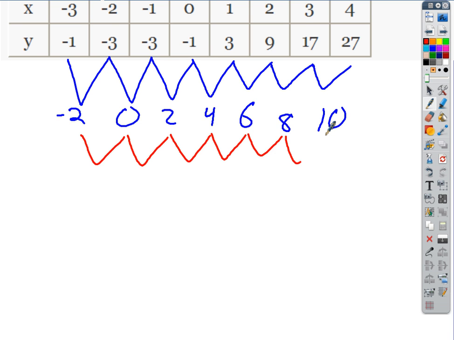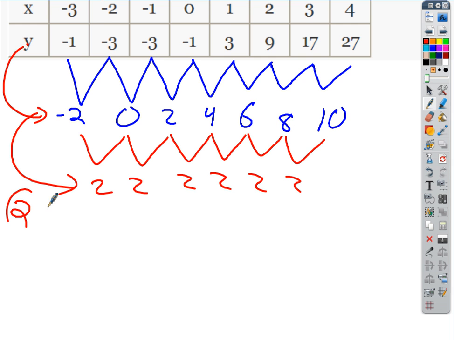And so these are just all 2's then, aren't they? So what's the degree? 2, yeah. It took us 2 orders of differences to get the constant one. So that means it's a second degree polynomial.